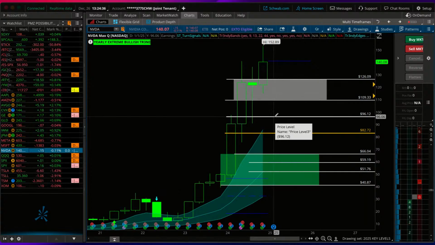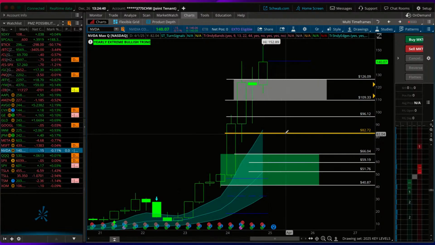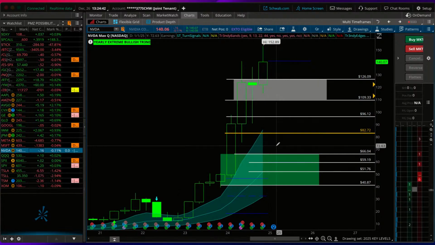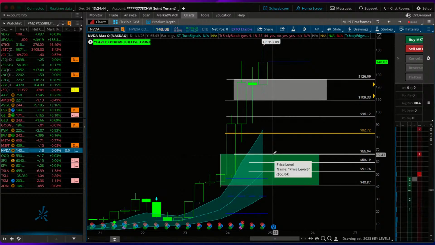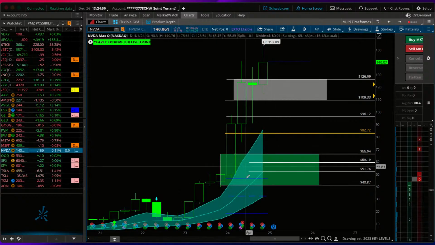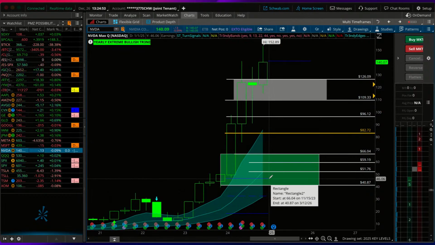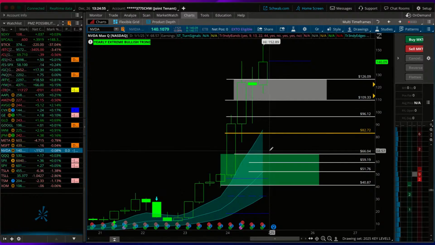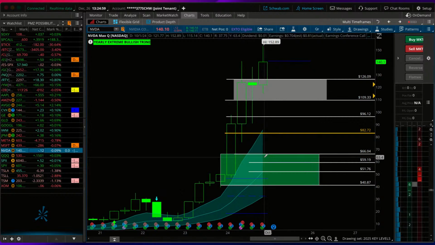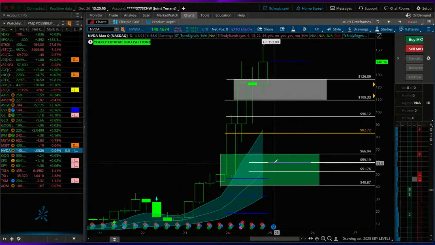This is the 50 fib here at 96.12, the 618 at 82.72. You have monthly demand at 66.04 by 40.87. This is the clearance rack for NVIDIA in the event that we get a sharp pullback. This is where I would make sure I am in full allocation in my NVIDIA long-term positions.